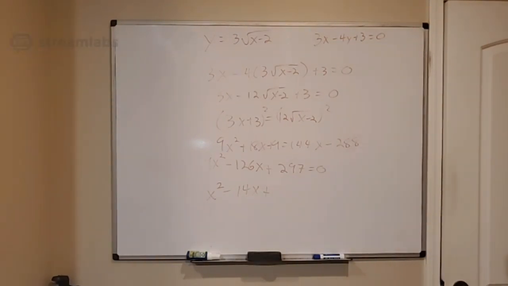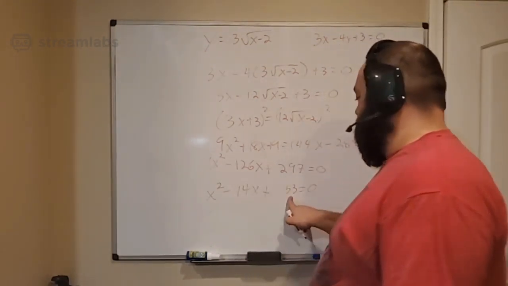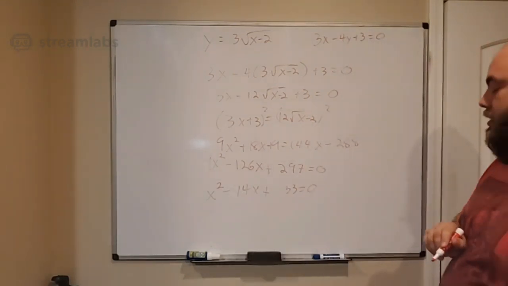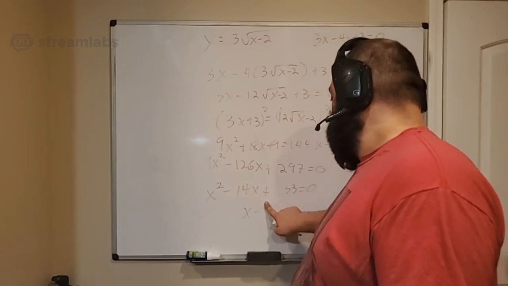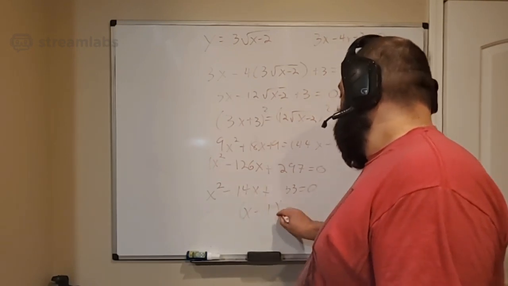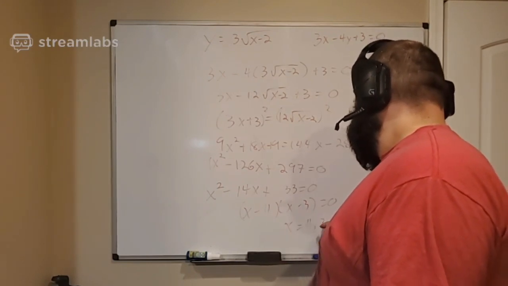33. At that point, it's pretty easy because there's only two divisors of 33, which are 11 and 3. That does add to 14, so you get x minus 11, x minus 3. So x is equal to 11, comma 3. So you have your x values for P and Q.